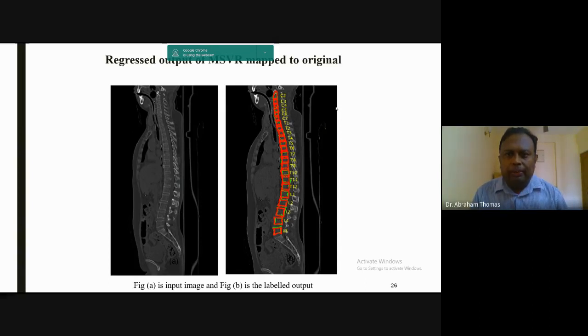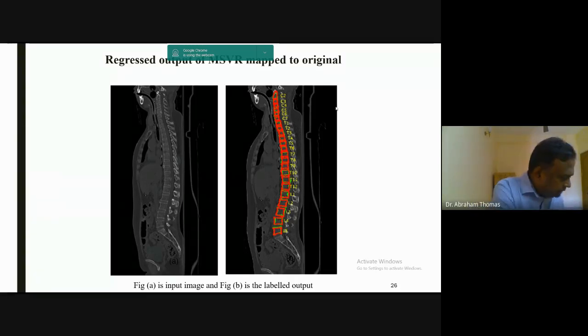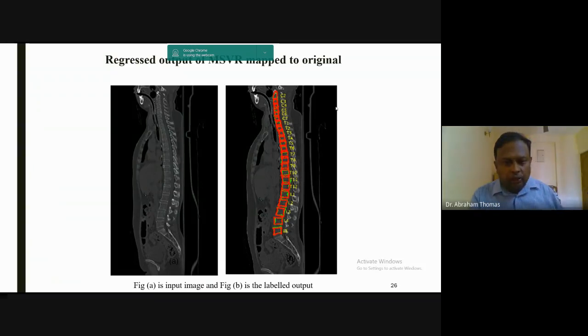And then we can label them as C2, C3. If we give the first one as C2, then the remaining ones, you can automatically find the label C3, C4, C5, C6, C7 for the cervical region, then for the thoracic region, the 12 ones, and the lumbar regions, the 5 ones. So 23 vertebrae have been labeled properly.